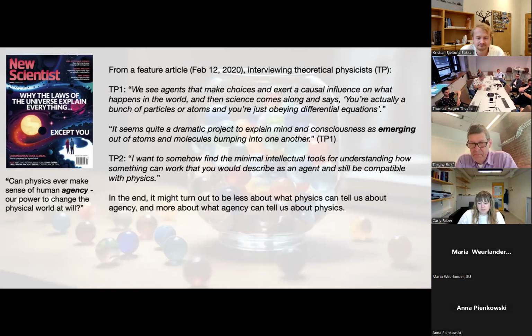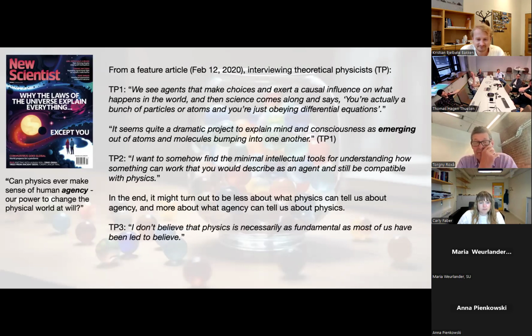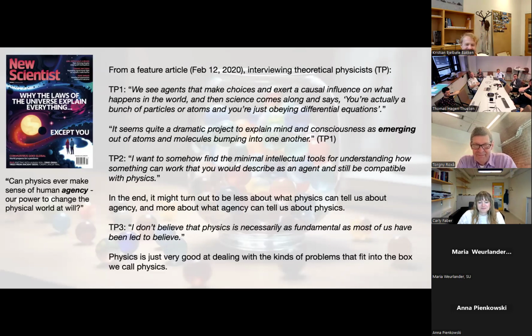And then the article kind of turns towards the end and changes its tone a little bit. And it says, well, in the end, it might turn out to be less about what physics can tell us about agency and more about what agency can tell us about physics. And theoretical physicist 3 says, I don't believe that physics is necessarily as fundamental as most of us have been led to believe. Okay, and then they say something to the effect that, well, physics is just extremely good at dealing with the kinds of problems that fit into this box that we call physics. Okay.